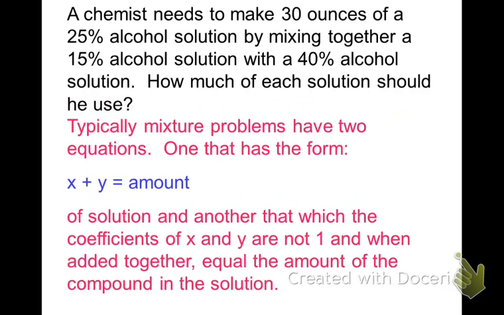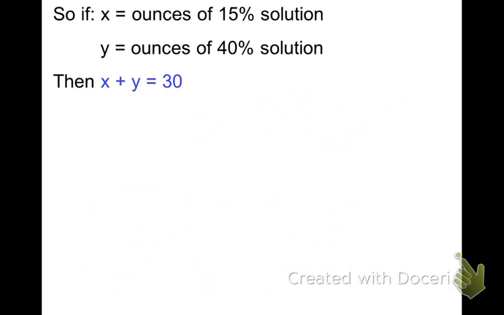So the first equation of the system that you're going to make is going to be of the form x plus y equals the amount. And really what we're saying is x is going to be how much of the 15% solution we're going to put in. Y is going to be how much of the 40% solution we're going to put in. And the amount then is going to be how much we're looking to make total, which in this case is 30. So x is the amount of 15%, y is the amount of 40%, and if you add up how much you're going to put in of the 15 and how much you're going to put in of the 40, they have to add up to 30.